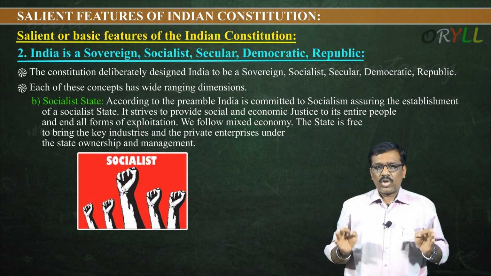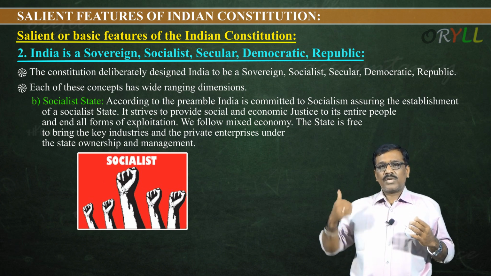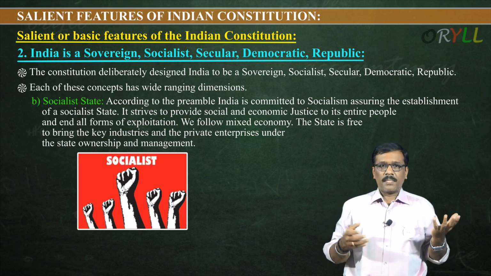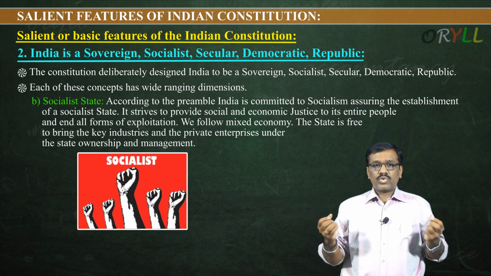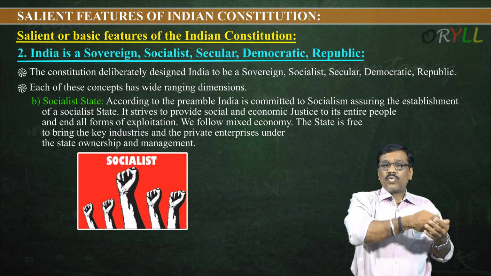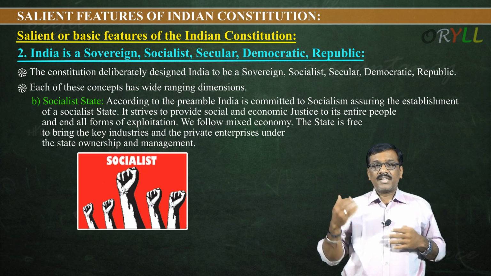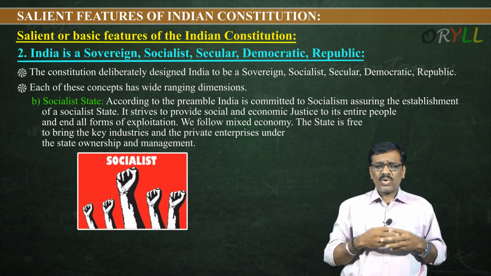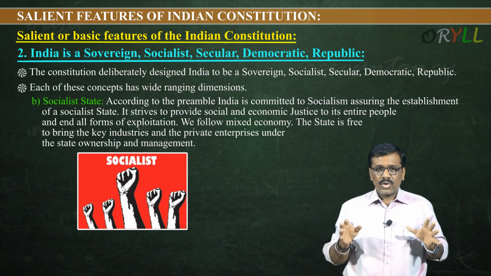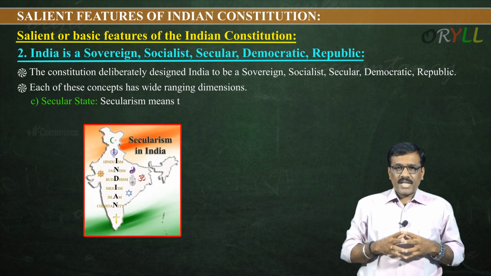We follow a mixed economy. The state is free to bring key industries and private enterprises under state ownership and management. See, there are two types of economies, like a capitalist economy and a communist economy. So it's a mixed economy. Wherever it is required, the key private portfolios or industries are also taken over by the government. For example, in the 1960s, Indira Gandhi nationalized some banks. So the state has some control, but it's not completely controlling, and in certain places the private sector also lives.